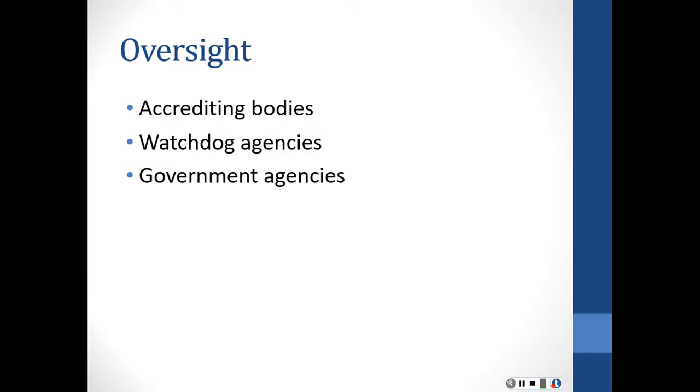The 990 form, which is a more extensive document and is not typically posted on the website, you have to go to the GuideStar page to get. That's much more detailed. So those are oversight agencies. They're very helpful and very important for nonprofits.